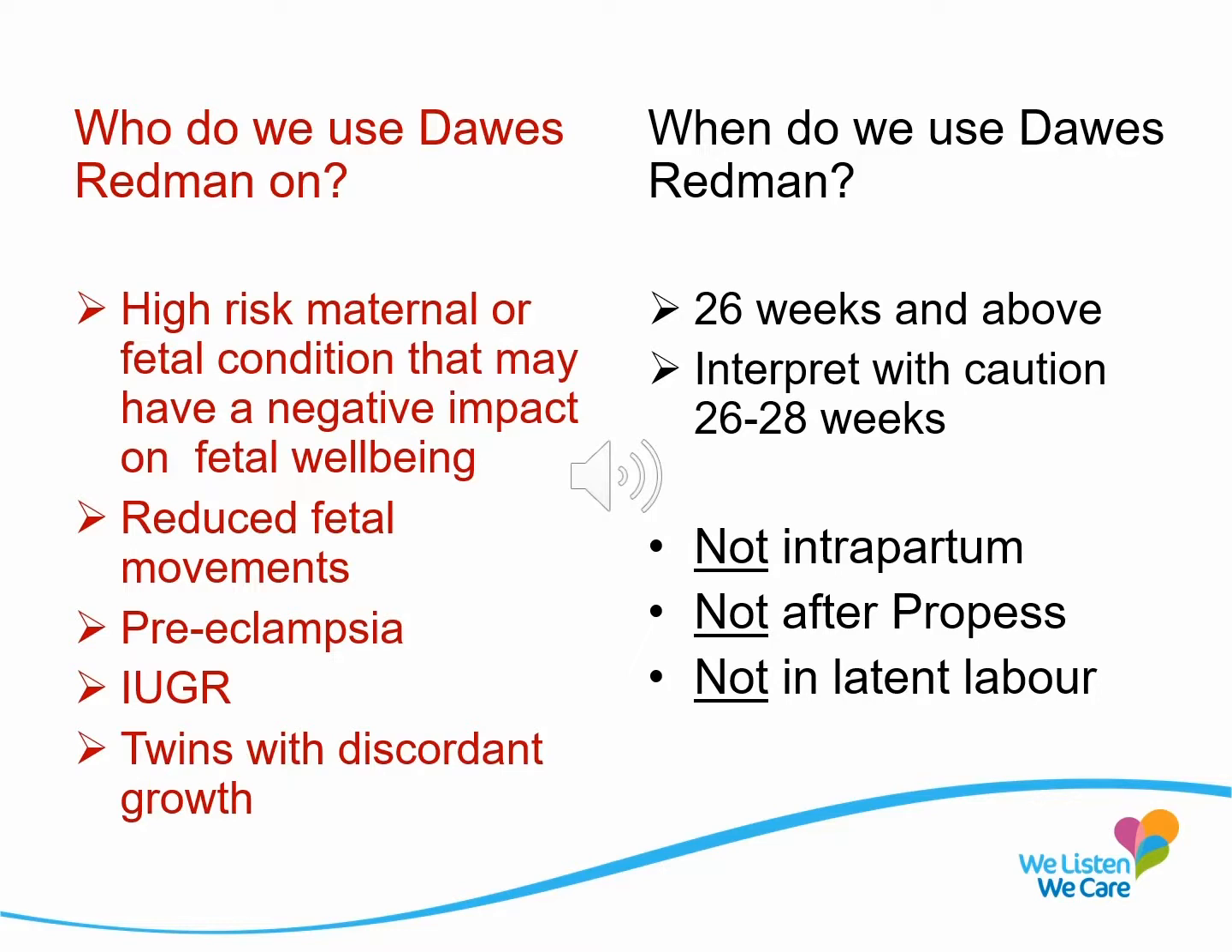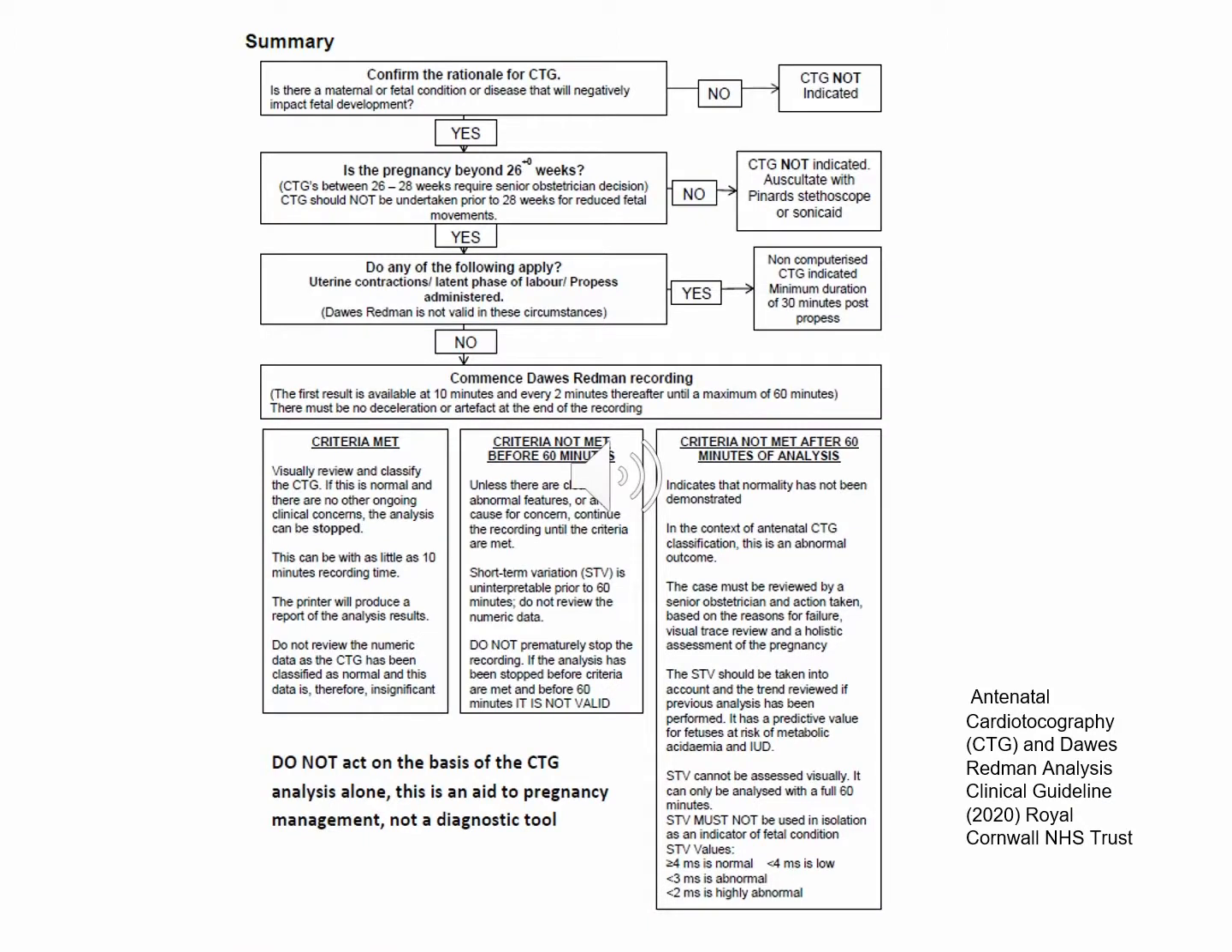When do we use Dawes-Redman criteria in relation to gestation? We use it from about 26 weeks. We would interpret it with caution between 26 and 28 weeks because of the differences in fetal heart variability and fetal behavioral patterns at this gestation. It is not to be used in labor, if a woman has contractions, after use of prostaglandins, and not in the latent phase. So this table summarizes the use of an antenatal CTG.